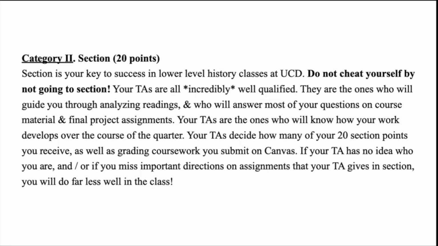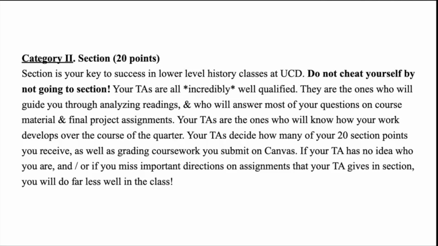Category 2, section points, 20 points. Section is your key to success in lower level history classes at UCD. Yes, I'm haranguing you about this once again. Do not cheat yourself by not going to section. Your TAs are all incredibly well qualified, and they are the ones who will guide you through analyzing readings and who will answer most of your questions on course material and final project assignments.